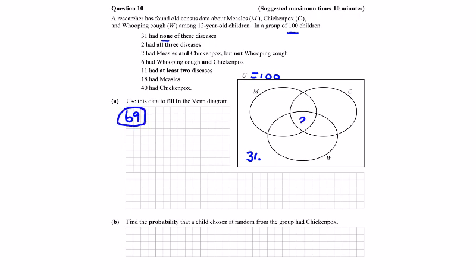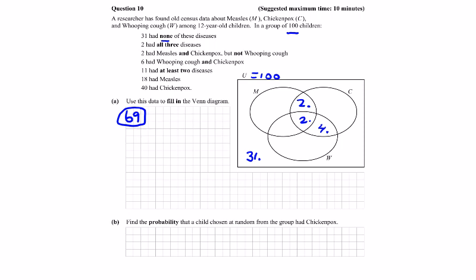2 had all 3, so 2 in the middle. 2 had measles and chickenpox, M and C but not W. M and C but not W is here. 6 had whooping cough and chickenpox. 6, 2 and 4 is 6.